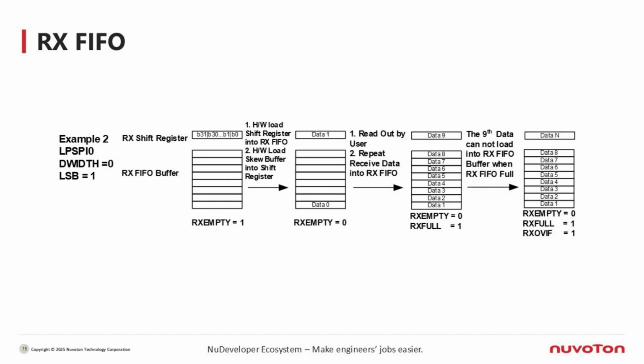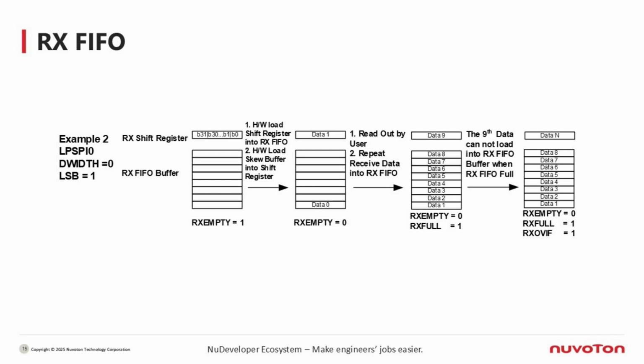Example 2. FIFO full condition, RX full and overflow. We start again with RX empty equal to 1. After the first piece of data, data 0, enters the FIFO, RX empty becomes 0. If more external data keeps coming in, but the software hasn't read the FIFO yet, the FIFO gradually fills up, for example, data 1 through data 8.